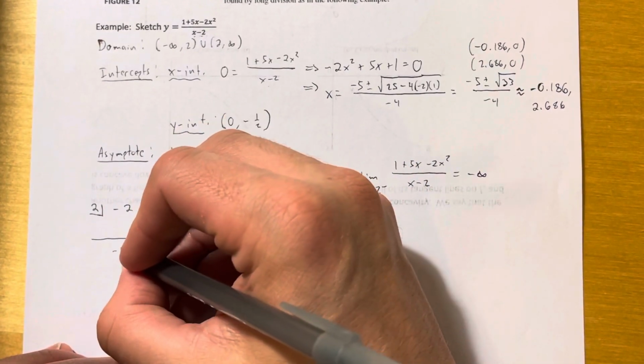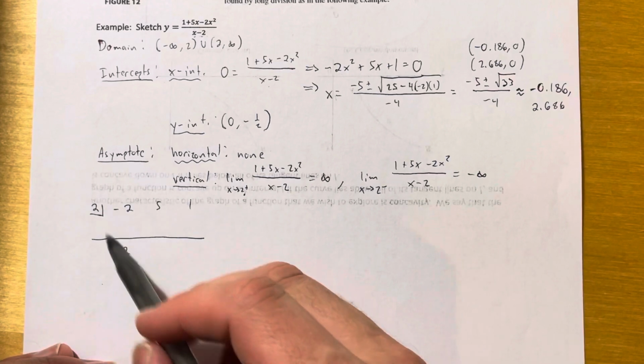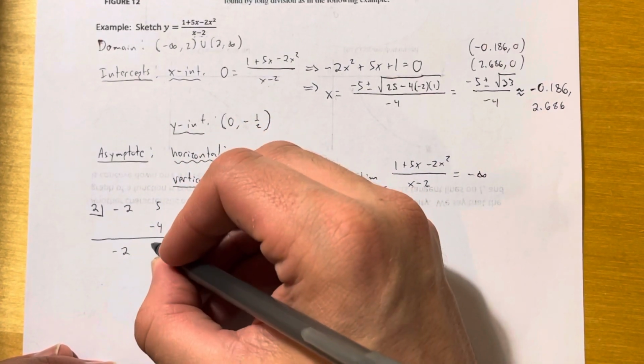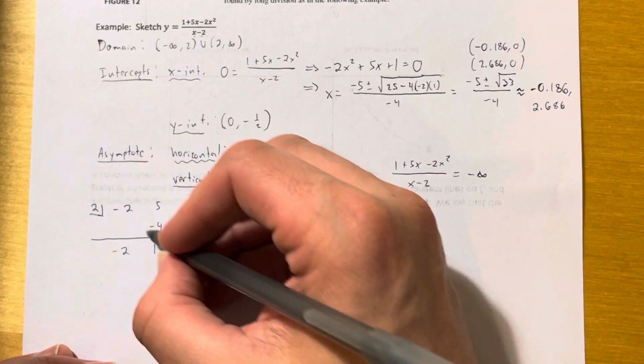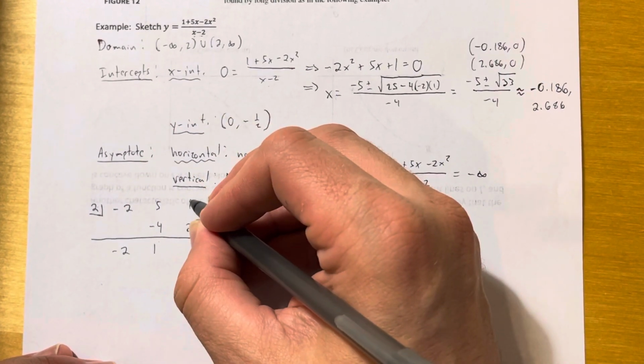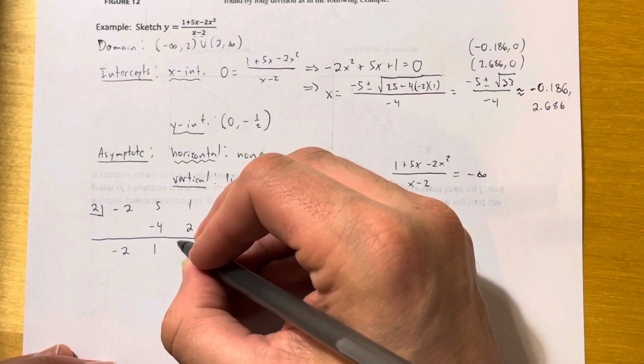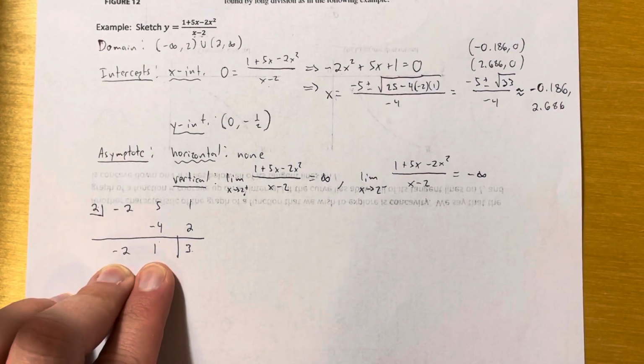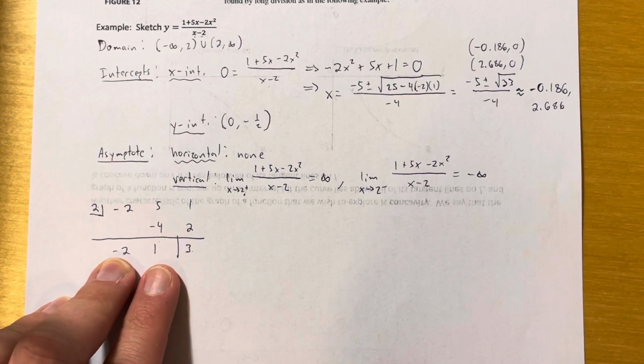I'm going to bring that -2 down, multiply. 2 times -2 is -4. Add 5 plus -4 is 1. Multiply. 2 times 1 is 2. Add 1 plus 2 is 3. And that is going to give me my remainder term. These represent a polynomial, -2x plus 1.